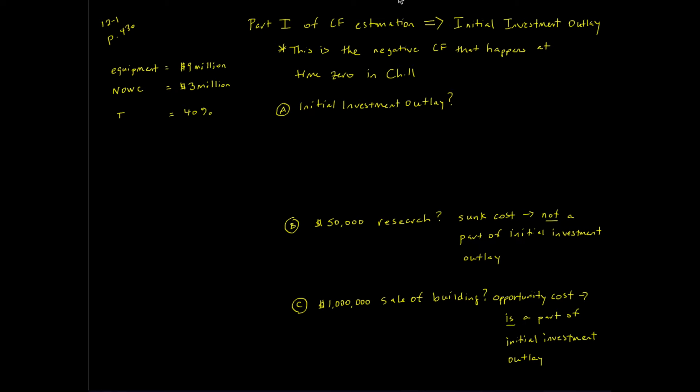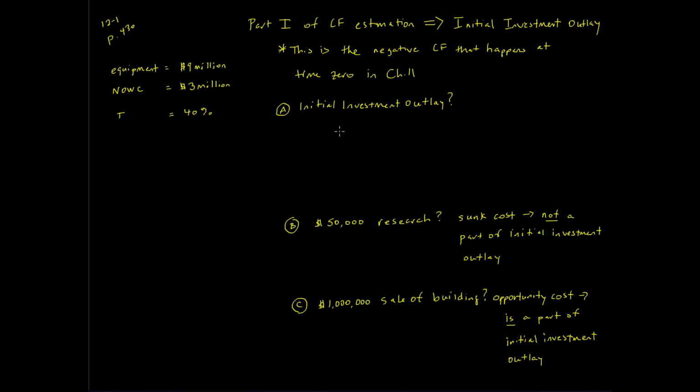So 12-1 says this: Truman Industries is considering an expansion. The necessary equipment would be purchased for $9 million, and the expansion would require an additional $3 million investment in net operating working capital. The tax rate is 40%. Letter A asks, what is the initial investment outlay?